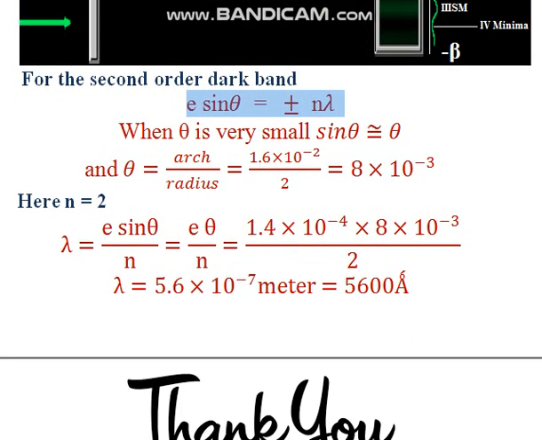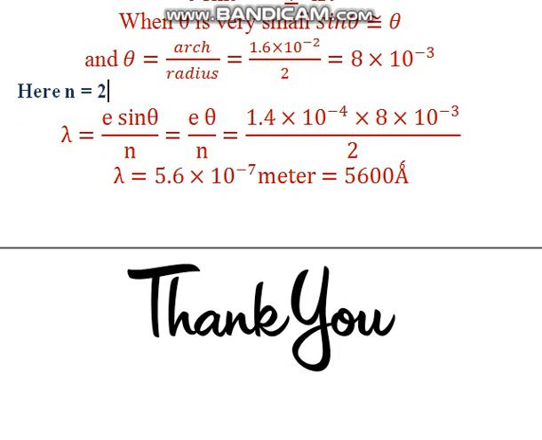Now let's apply the formula. With the help of this relation, we can obtain lambda given by e sin theta divided by n. Sin theta is equal to theta, so this equation is modified as e theta divided by n. Let's put the values. This is the second minimum, so we put n equal to 2, and when we solve, we obtain the wavelength lambda equal to 5600 angstrom. So this is our numerical problem tutorial session. Thank you.